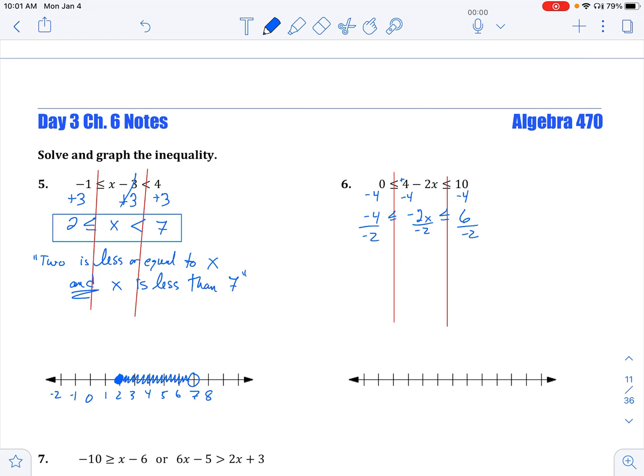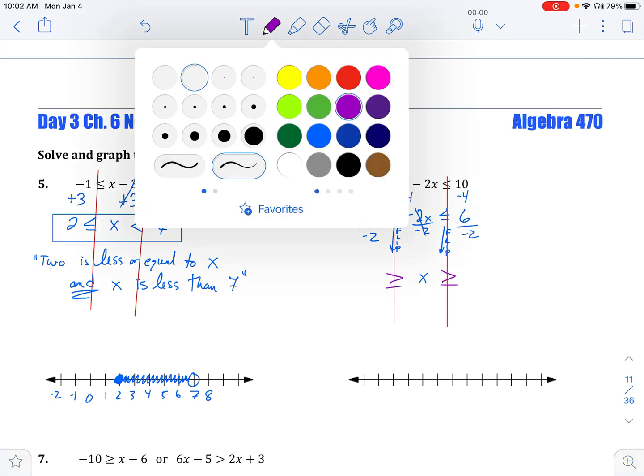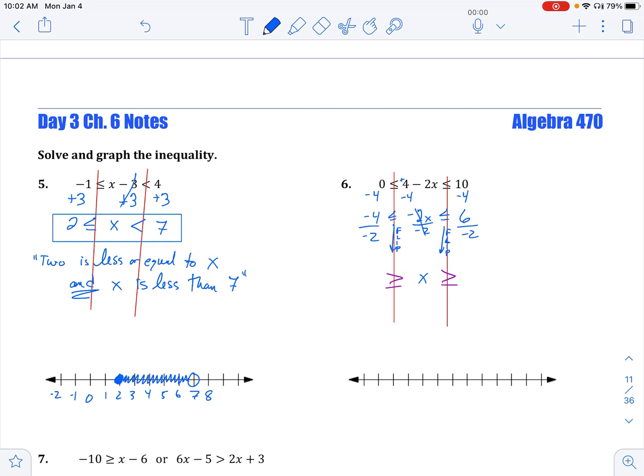Remember, if we multiply or divide by a negative number, we have to flip. So as I bring this down, I'm going to put this word here and say we are flipping these inequality signs because we divided by a negative number. So I'm going to flip both of them. I'm going to do them in purple to make it a little bit more obvious. And then we need to understand -4 divided by -2 is +2. 6 divided by -2 is -3.